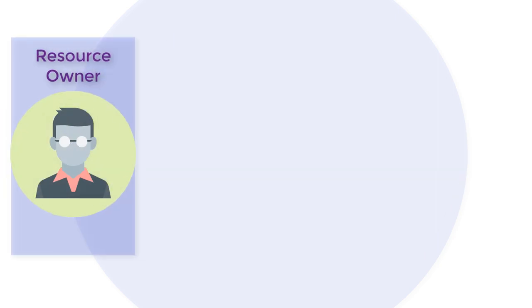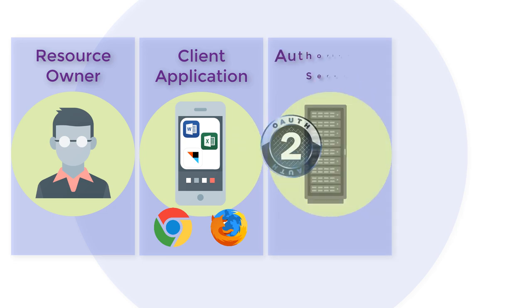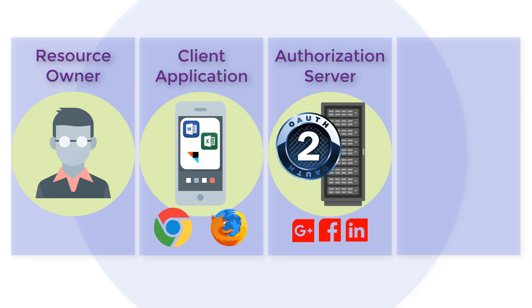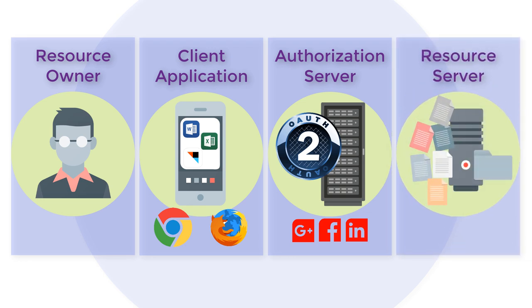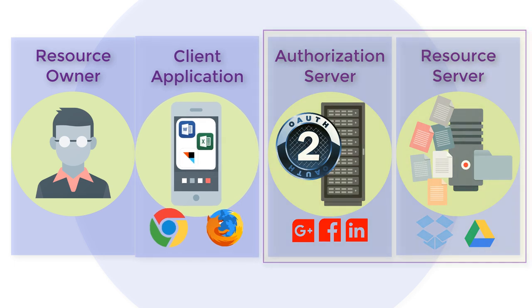The resource owner or user who owns the data. The client application is who wants to access or manipulate the user's data, for example, a web or mobile app. The authorization server issues access tokens to the client app, which are used to request access to the user's data. Google, Facebook, and LinkedIn are some common examples. The resource server retrieves the user's data if the owner authorizes it. Examples include Dropbox, Google Drive, or any social network resource. In many scenarios, the authorization server and the resource server are part of the same trust domain.